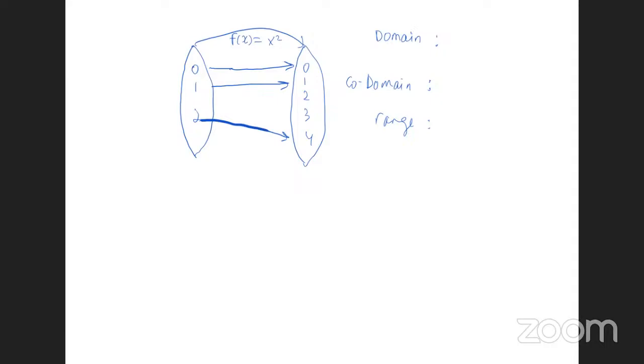So let's see if we can figure out, based on the definition from a little while ago, what's the codomain, what's the domain, and what's the range?